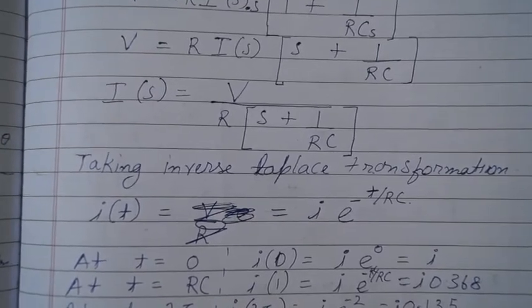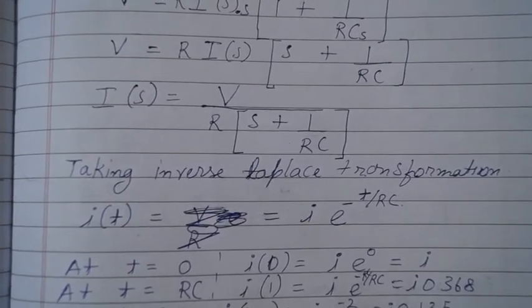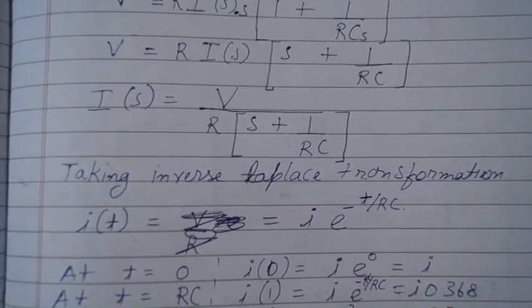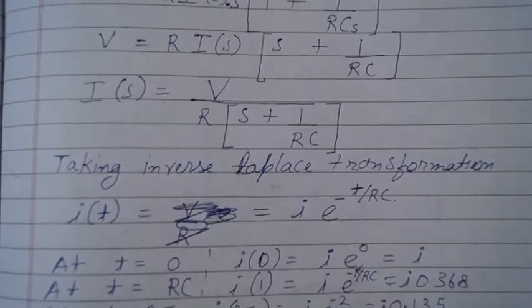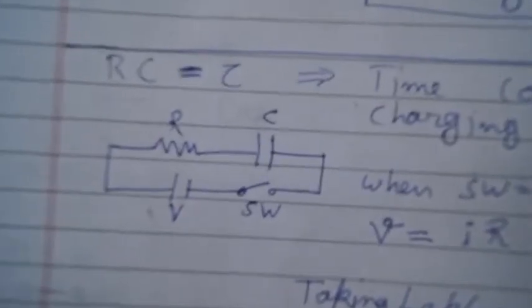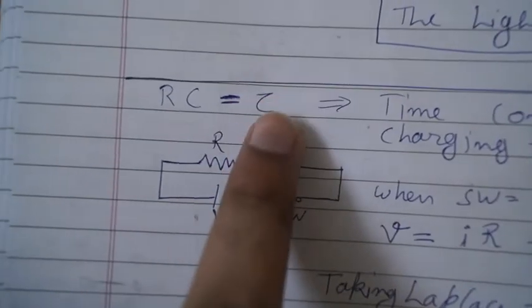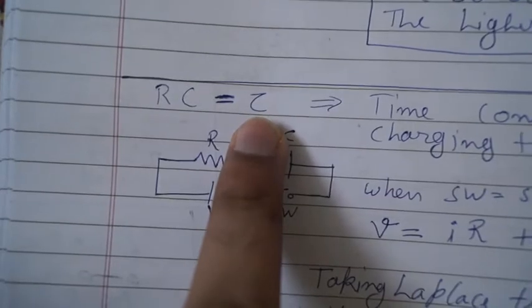This RC is also known as the time constant, and it is symbolized by the symbol tau. The symbol is known as tau.